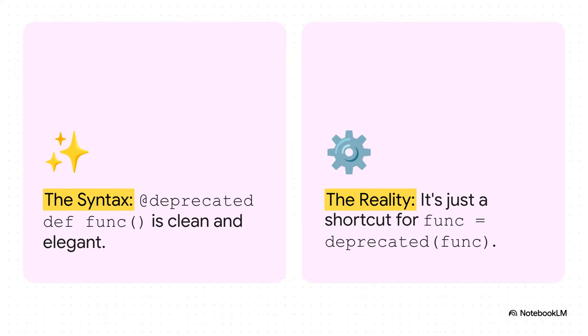So what's really going on behind the scenes? Well, the magic is actually just a clever bit of syntax. That @ symbol is just a neat and tidy shortcut for taking your function, func, and passing it into another function, decorated, to get a modified version back. It's just a cleaner way to write it.